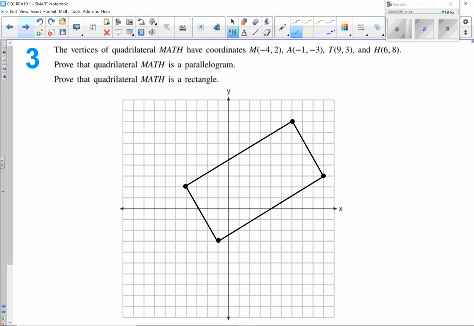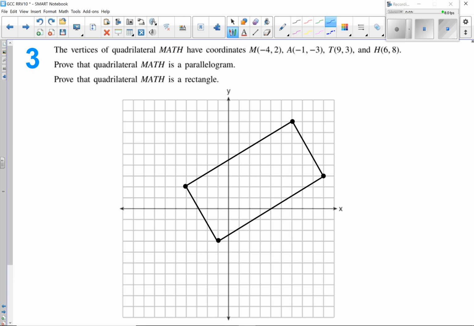Lastly, we have question number 3, which is a coordinate geometry proof question. So we've got two parts. We've got to prove in the first part that quadrilateral MATH is a parallelogram, and then in the second part that it is in fact a rectangle. The important thing is, I have to do the parallelogram part first, and it actually helps me out for the second part because I can't be a rectangle unless I'm a parallelogram. So if I get this to be no, then automatically I know the second part's going to be no as well, and we can go from there. But let's see if we're a parallelogram first.